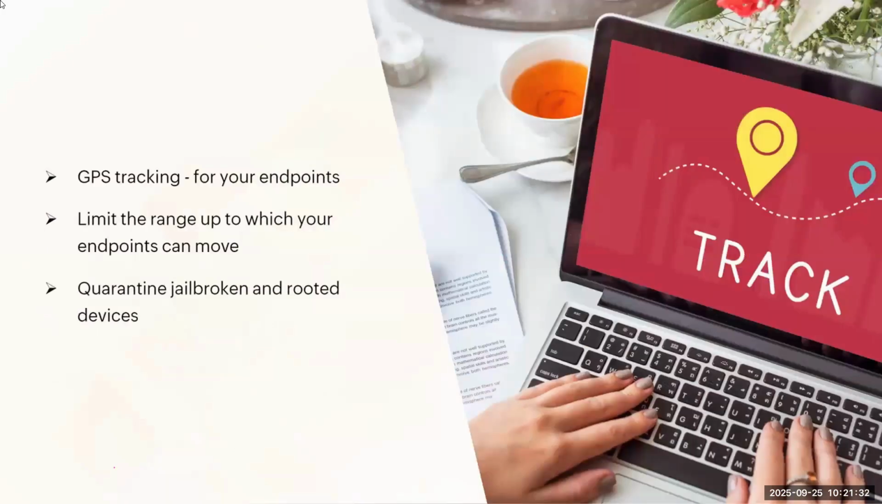There's also GPS tracking for your endpoints. You can tell where each endpoint is at each point in time. In case a user is supposed to be working from a particular place, you can tell if the user is there or not. It doesn't just give you visibility, it helps you limit the range: if the endpoint is in this area, allow access; if it is not in this area, block it. You limit the range to which your endpoints can move, which all helps with your security. Finally, you can also quarantine jailbroken and rooted devices.